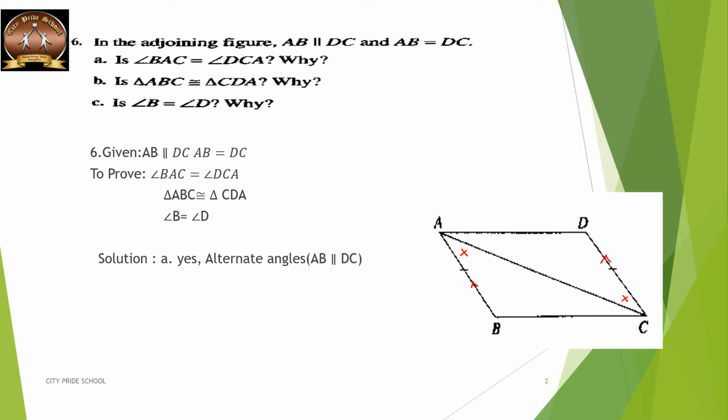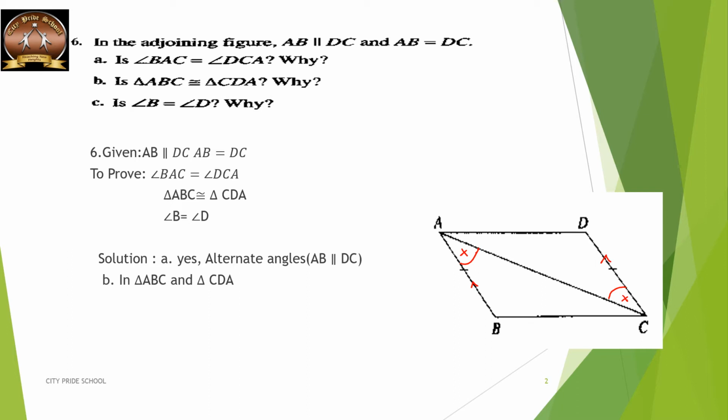So first one, you can see here that since AB is parallel to CD, angle BAC will be equal to angle DCA, that they are alternate angles. You can just see. So we can give the reason as alternate angles. Secondly, now let us prove that triangle ABC is congruent to triangle CDA.